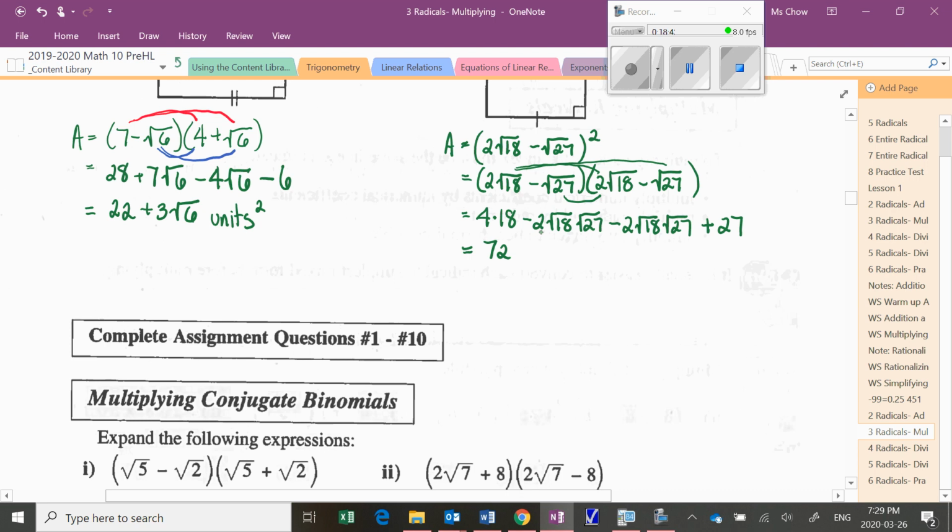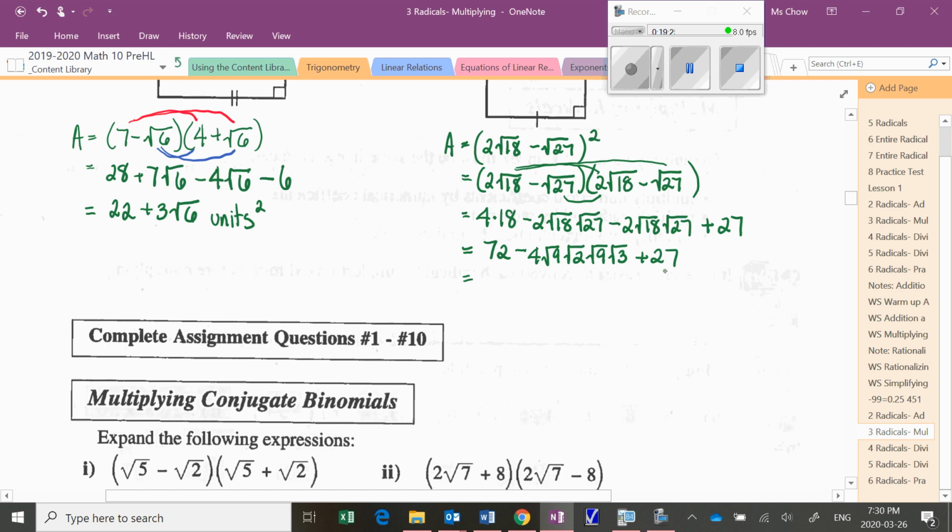And then let's take a look right here. So I've got minus 2, and root 18 is going to be root 9 times root 2. And root 27 is again root 9 times root 3. And so then that is going to be the same again right here. So if you wanted to, what you could do as well is, because these ones essentially are both root 18 times root 27, we've actually got 2 of those. So rather than minus 2, I could do minus 4, if that makes sense. And then plus 27.